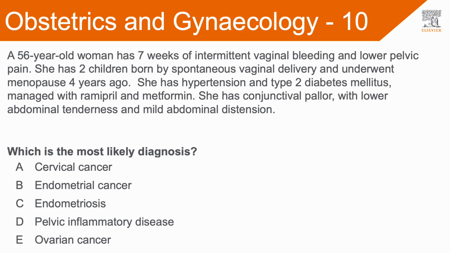She has conjunctival pallor with lower abdominal tenderness and mild abdominal distension. Which is the most likely diagnosis? Is it A, cervical cancer, B, endometrial cancer, C, endometriosis, D, pelvic inflammatory disease, or E, ovarian cancer? So I'll just give you about 30 seconds to think about the correct answer.